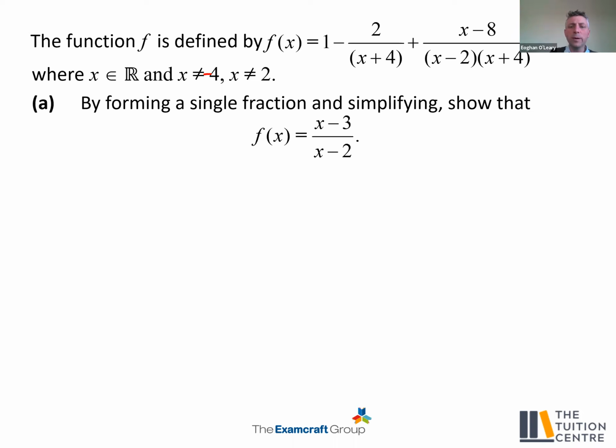And the reason why is if x was negative 4, you would end up with a 0 underneath the line. If x was 2, you would end up with a 0 underneath the line, which would give you infinity above the line, and that's not going to work.